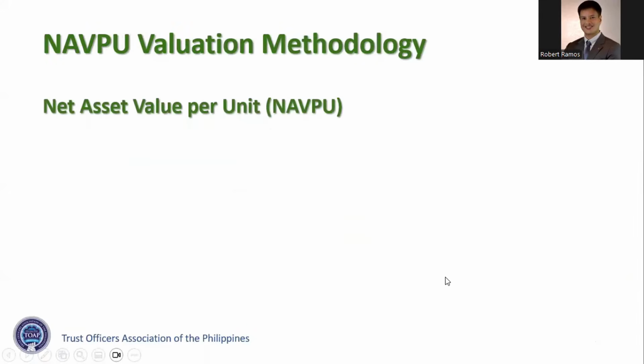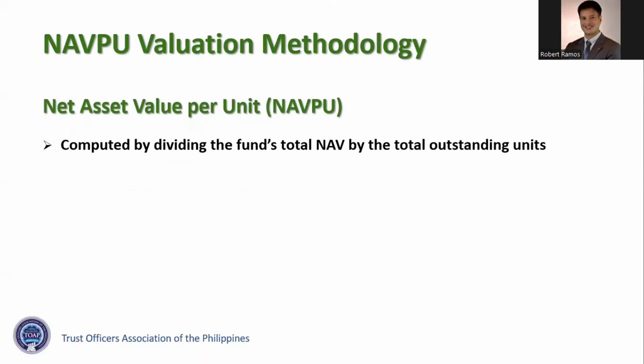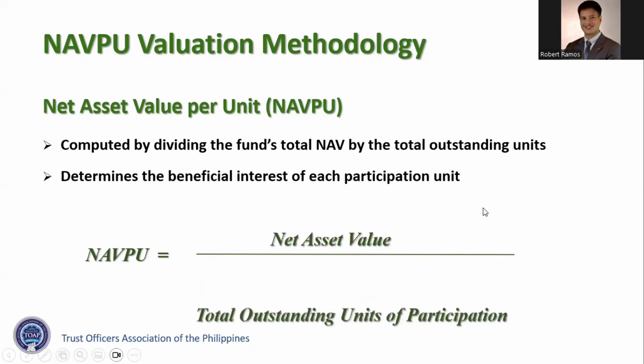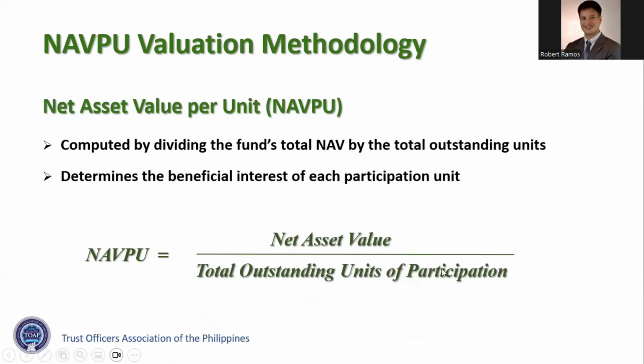How do you compute your net asset value per unit? You compute this by dividing the fund's NAV, or net asset value, by the total outstanding units. And by doing this, you're able to determine the beneficial interest of each particular unit. So the NAVPU is simply the net asset value divided by the total outstanding units of participation.